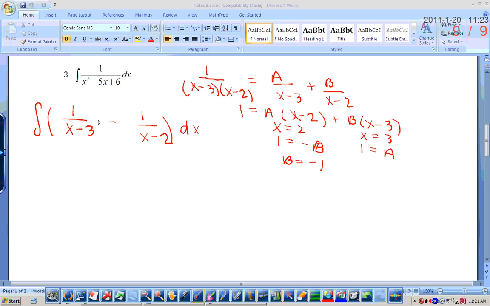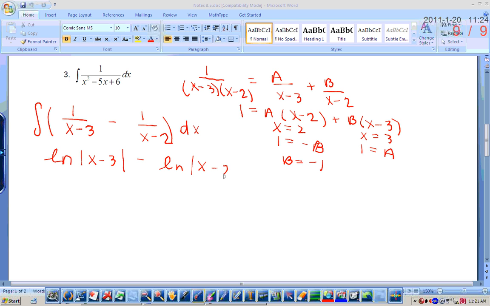Okay, y'all okay with this turning into 1 over x minus 3 minus 1 over x minus 2? Okay, you may have gotten negative 1 over x minus 2 plus 1 over x minus 3, but it's the exact same thing. Okay, how do you integrate 1 over x minus 3? Natural log of x minus 3, because whatever's on the bottom, the derivative of that is exactly on top. Same thing with 1 over x minus 2.